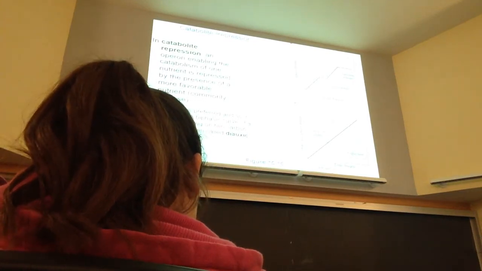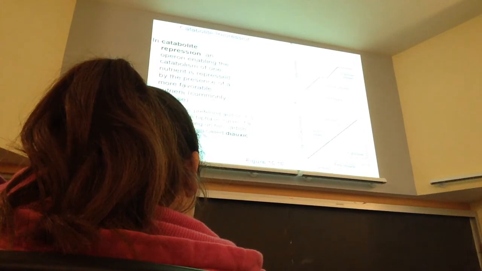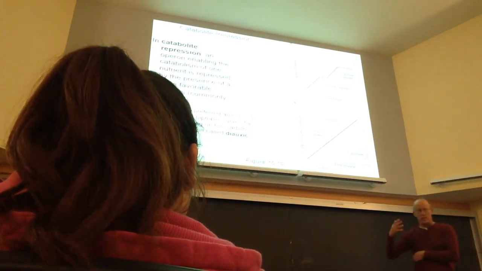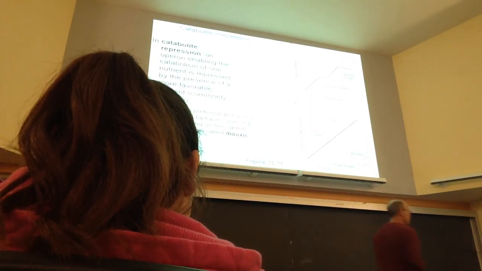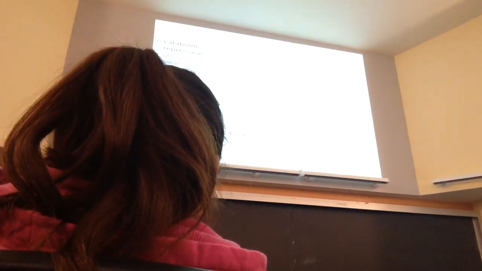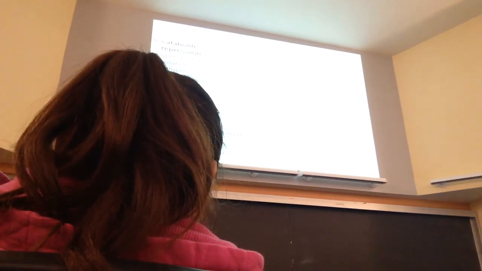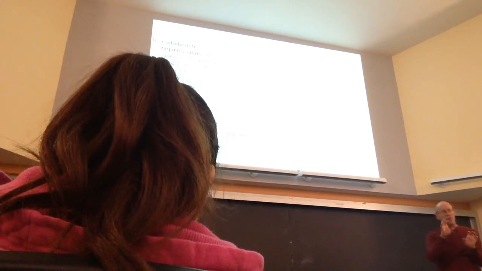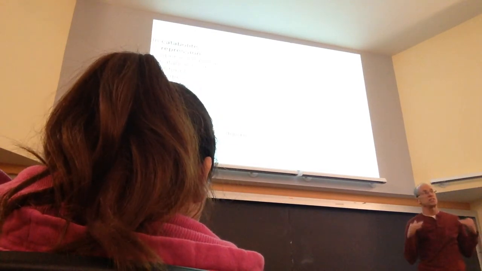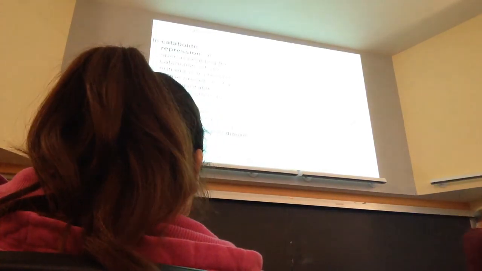is repressed by the presence of a more favorable nutrient. Sorry. The more favorable nutrient is glucose repressing the lac operon. So glucose is preferred, and so it is used first. A biphasic curve of the culture on two carbon sources is often called diauxic growth. Diauxic means that there are two distinct stages of growth.